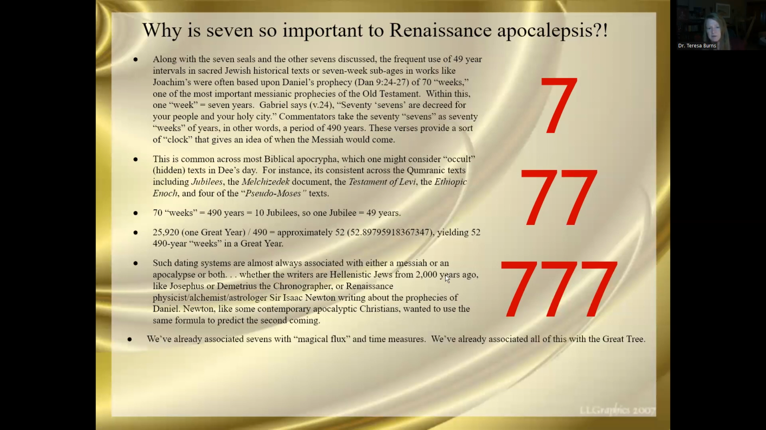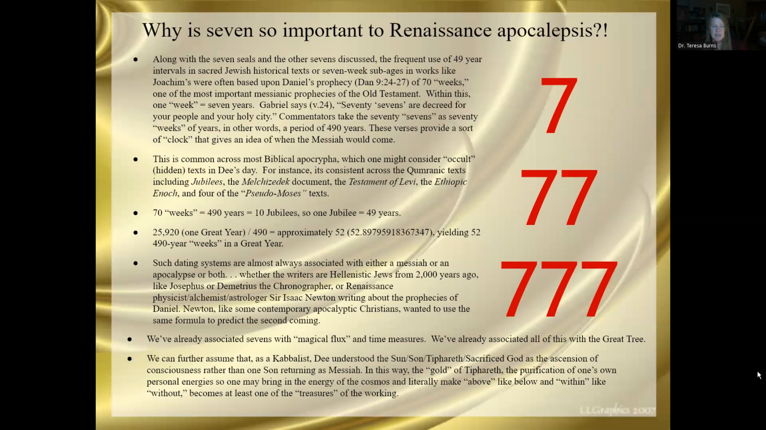Now, I've already talked about magical flux and associated all this with the great tree. So we can further assume that as a Kabbalist, Dee understands that the sun or Tiferet, or the sacrifice god, is the ascension of consciousness, rather than the sun returning as a Messiah. Or at least, since we know that he's an expert in ancient Greeks and knows what the word apocalypse means, that this is one understanding he has, even if he might also believe in Jesus as the second coming. But he understands this idea of ascending consciousness, restoring the bonitatis, healing the tree, and so on.